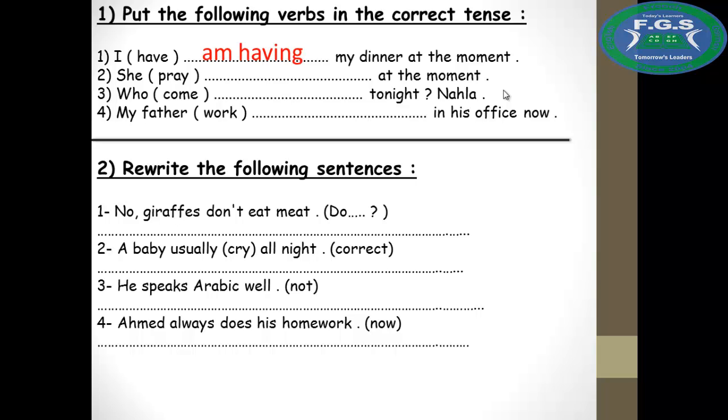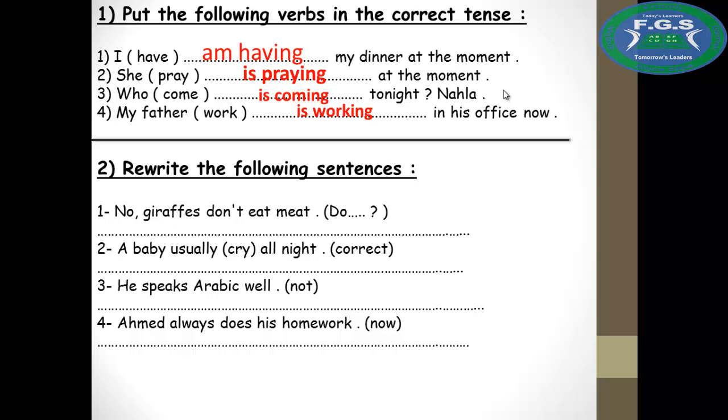Number 2, she blank at the moment, and we have the verb pray. So the answer is great. She is praying at the moment. Number 3, who blank tonight, and the answer is Nahla. So we have the verb come. What will be the answer? Thank you. The answer is who is coming tonight. Number 4, my father blank in his office now, and we have the verb work. So my father is working in his office now.